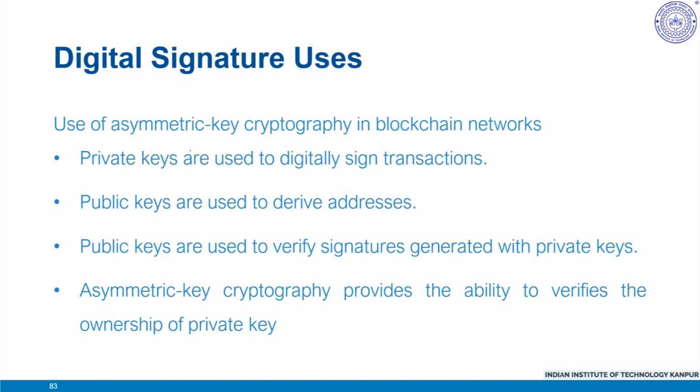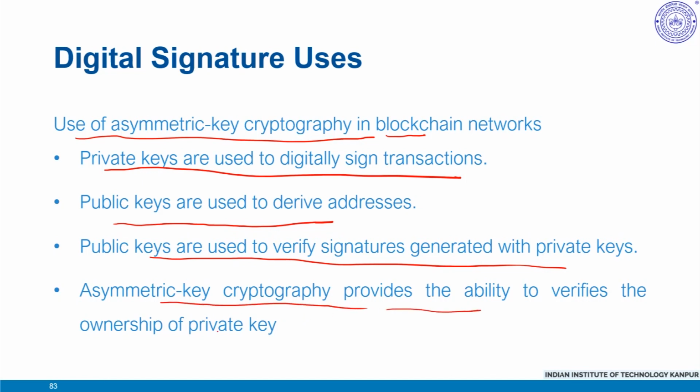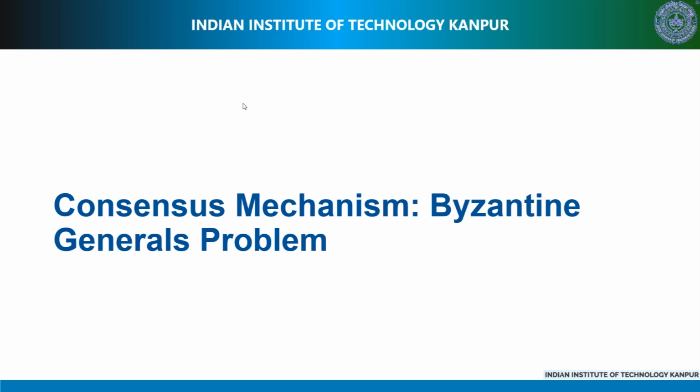So to summarize this video, we discussed here the application of asymmetric key cryptography in digital signatures in blockchain networks. First, we noted that private keys are used to digitally sign the transactions. Second, the public keys are used to derive addresses, and public keys are used to verify signatures generated by the private keys. And also, asymmetric key cryptography provides the ability to verify the ownership of the private key, which means that the user transferring the value to another user is in possession of the private key and capable of signing the transaction.